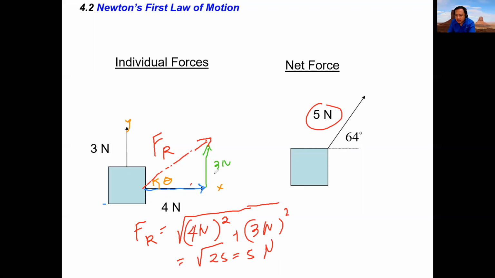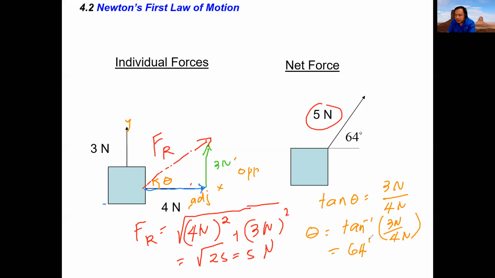Okay, if this is y and this is x, and this is theta, the given is 3 newtons and then 4 newtons. So it's the opposite side, and this is the adjacent side. Therefore, it's easy to use tangent theta in this case, which is opposite over adjacent, 3 newtons over 4 newtons. And if you want to get the theta, you get the inverse tangent. So inverse tangent of 3 newtons over 4 newtons. And obviously, if you have it in your calculator, it's 64 degrees.